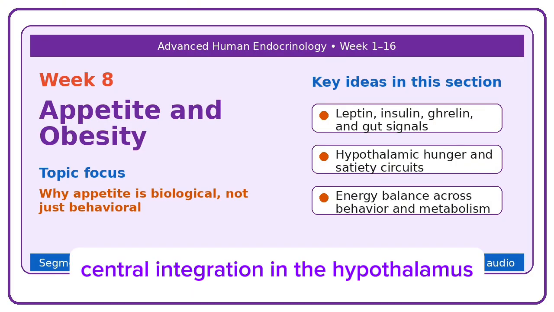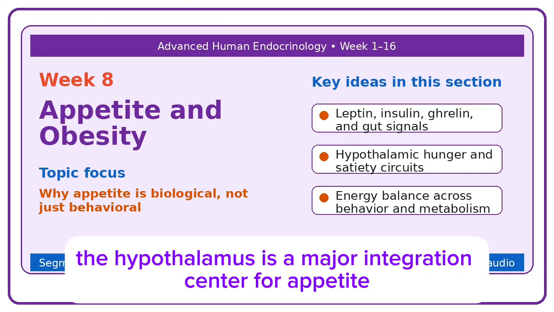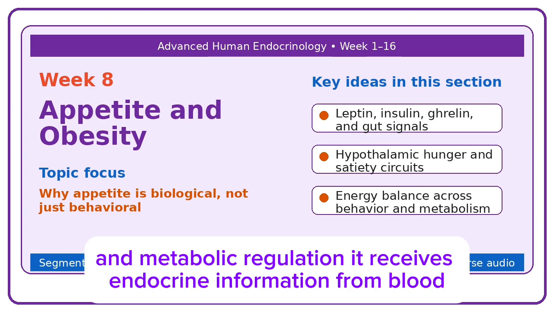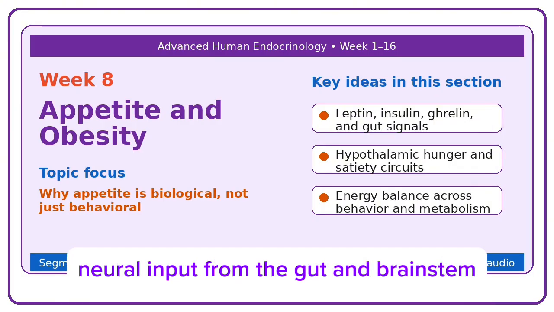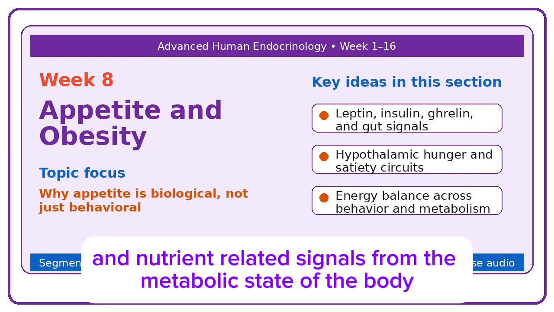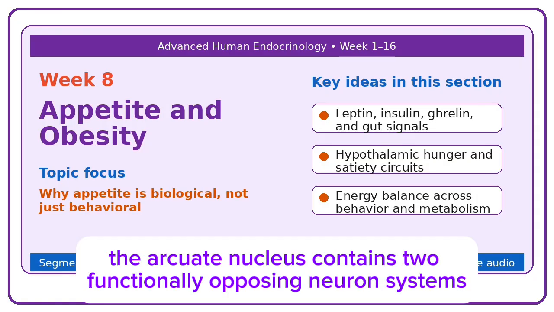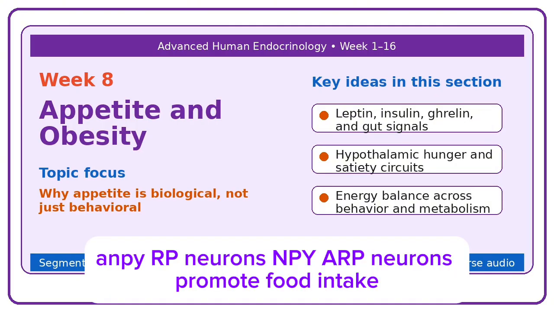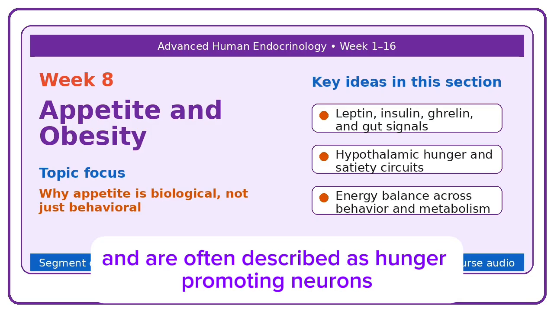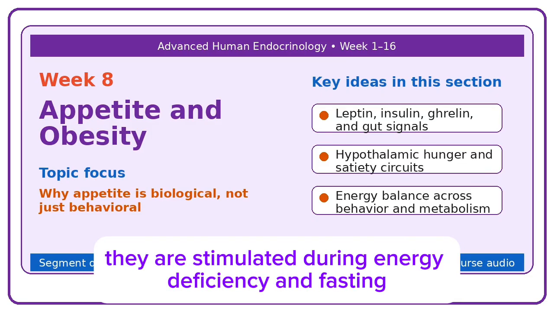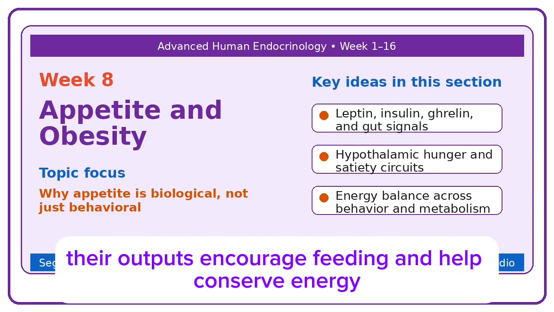2. Central integration in the hypothalamus. The hypothalamus is a major integration center for appetite and metabolic regulation. It receives endocrine information from blood, neural input from the gut and brainstem, and nutrient-related signals from the metabolic state of the body. Within the hypothalamus, the arcuate nucleus contains 2 functionally opposing neuron systems. A. NPY-AgRP neurons promote food intake and are often described as hunger-promoting neurons. They are stimulated during energy deficiency and fasting. Their outputs encourage feeding and help conserve energy.